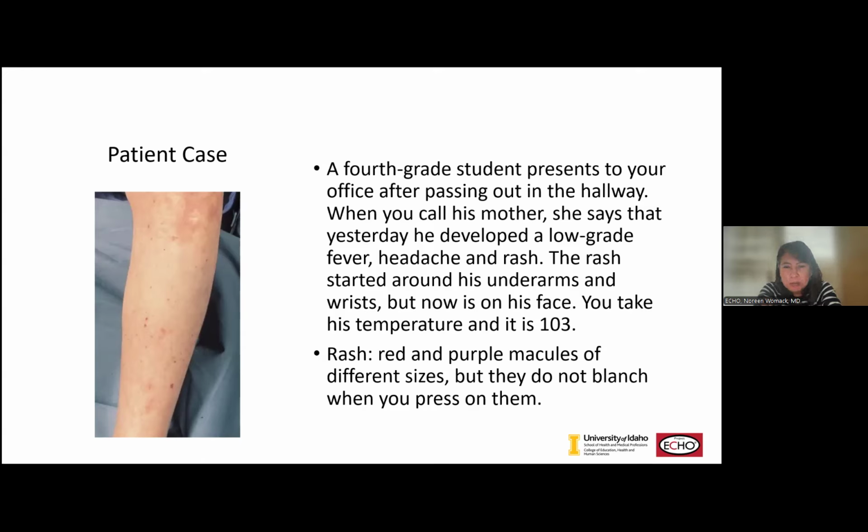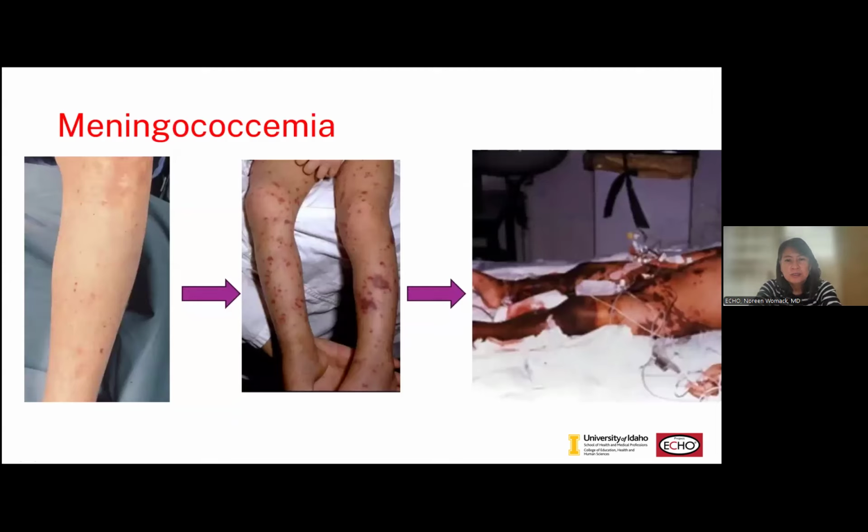When you look at the rash more closely, you notice that it does not blanch when you press on it. The way you would describe it is red and purple macules of different sizes, distributed throughout the trunk and the extremities. Does anybody want to take a guess on this one? So this is meningococcemia, and the clue here is that the macules are not blanching.